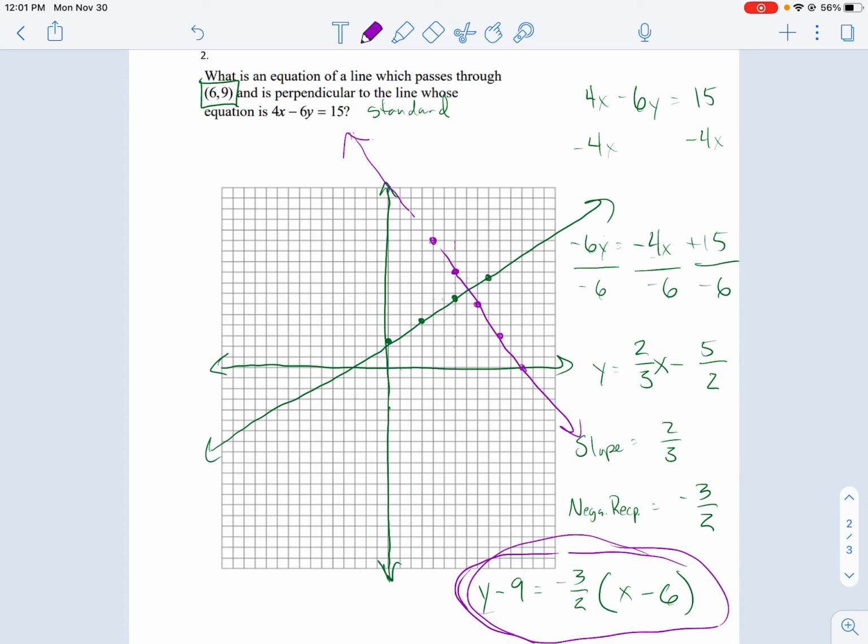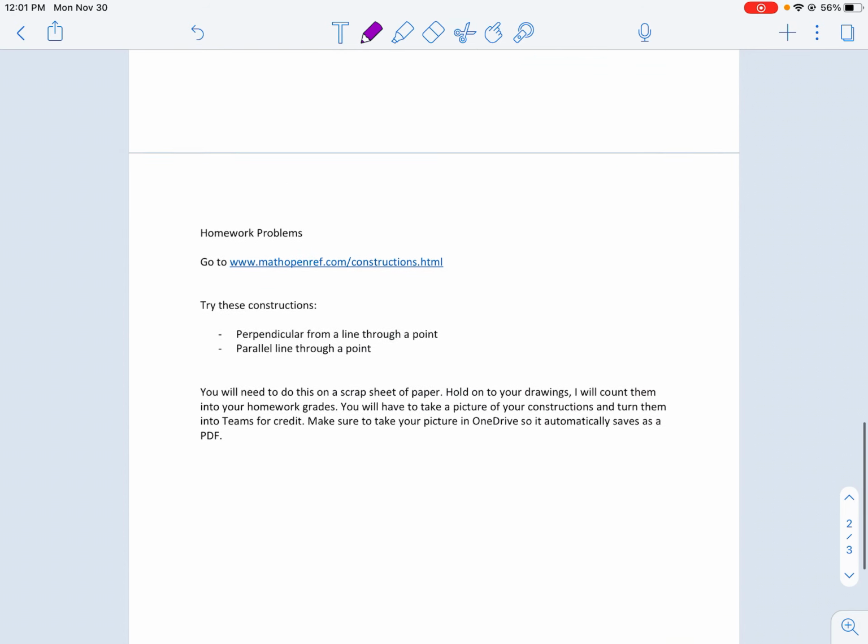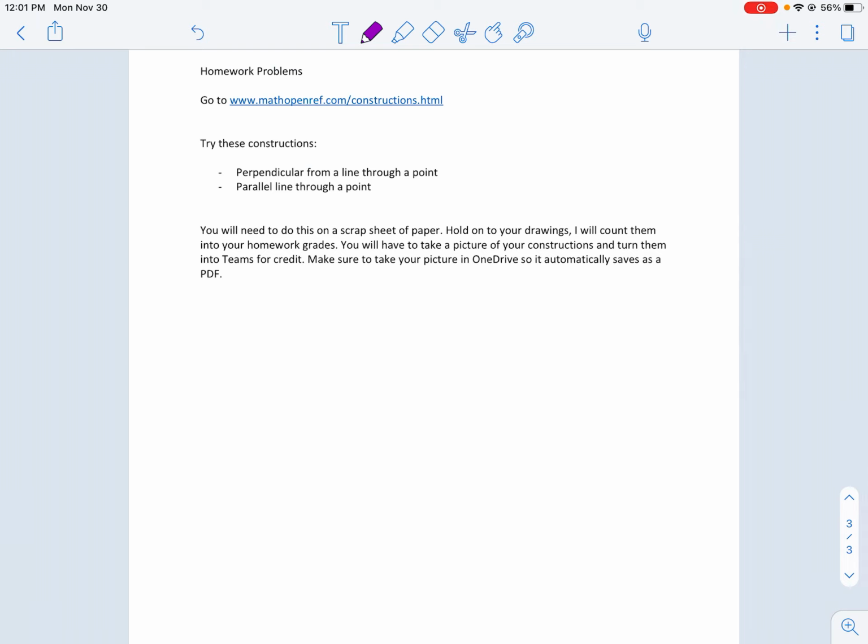Okay, so for homework, here's what you guys got going on here. I want you to go to this website and try these constructions: perpendicular from a line through a point and parallel through a point. You will need to do this on a scrap sheet of paper. Hold on to your drawings. I will count them into your homework grades. You will have to take a picture of your constructions and then turn them in for credit.